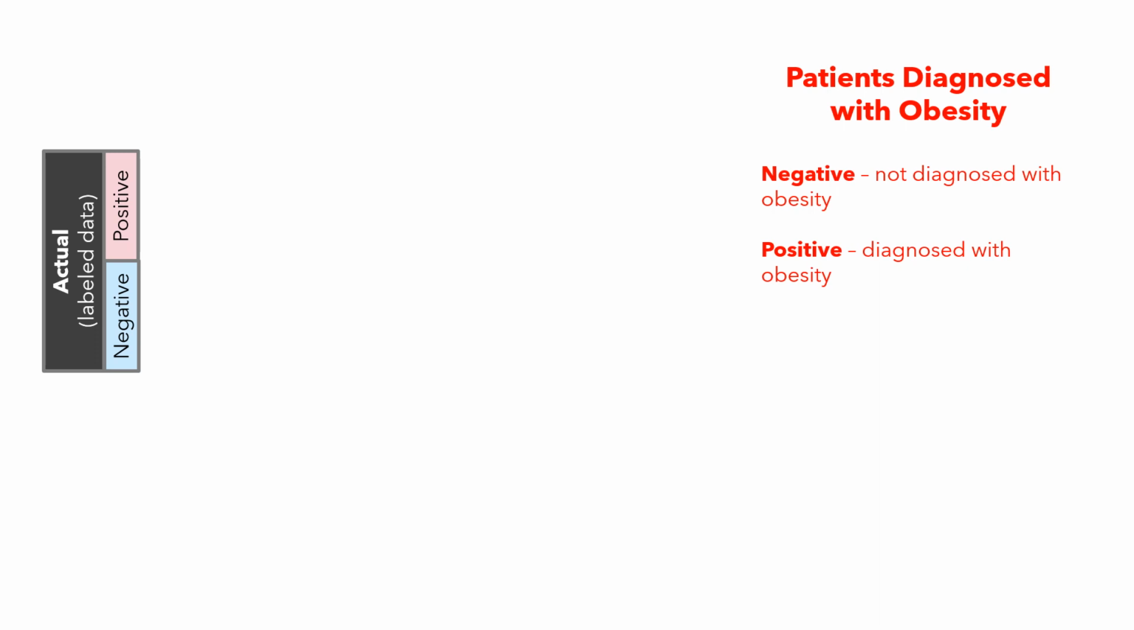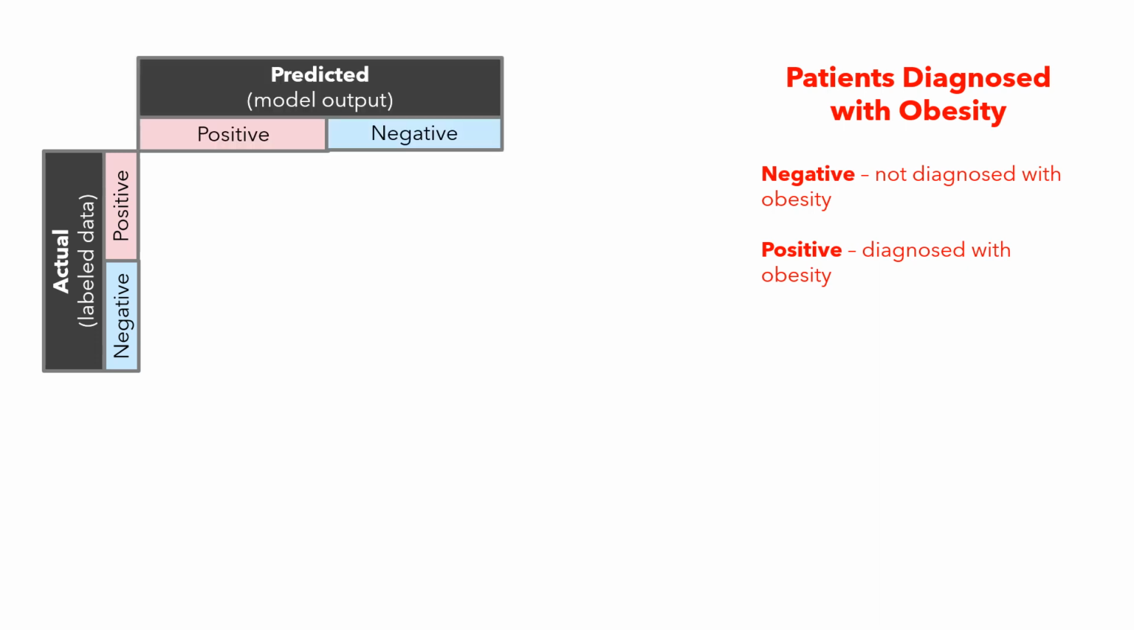Here, we first start with our actual data, which is going to be labeled as either negative or positive. With our example, those not diagnosed in the last year of data with obesity are our negative labels, and those who were diagnosed are our positive labels. And when we run our model, this is going to give us a prediction of whether the model predicts the patient is likely to develop obesity or not. And this usually uses a cutoff of 0.5 by default, with anything below the cutoff becoming a negative prediction and anything above the cutoff becoming a positive prediction.